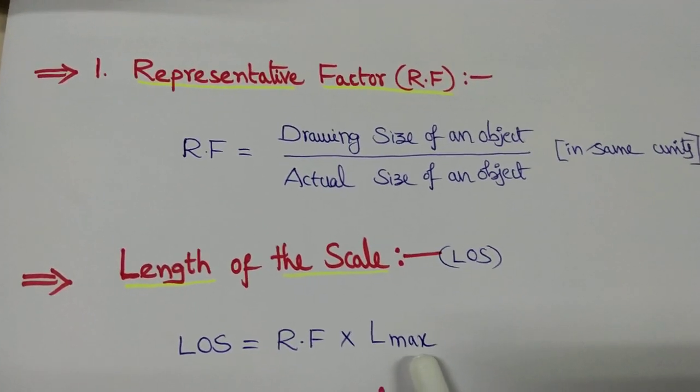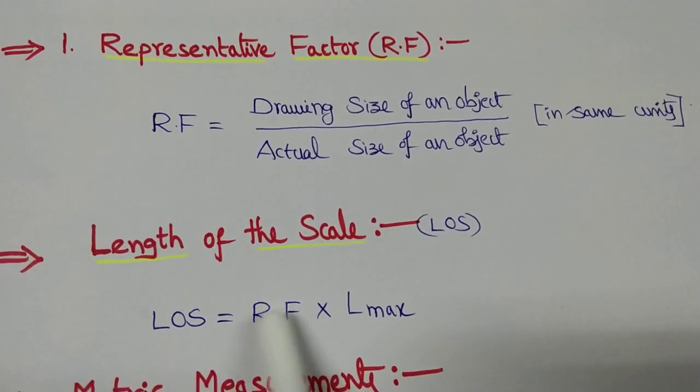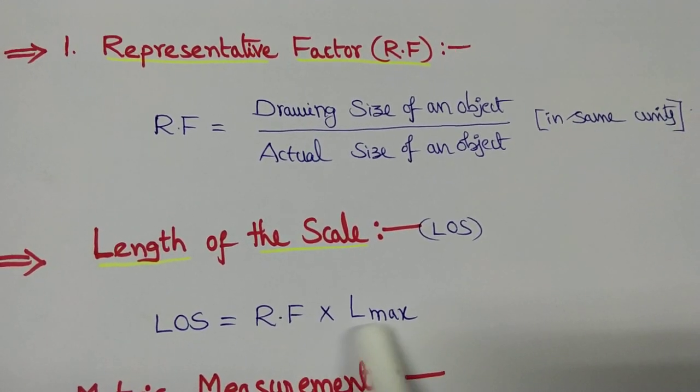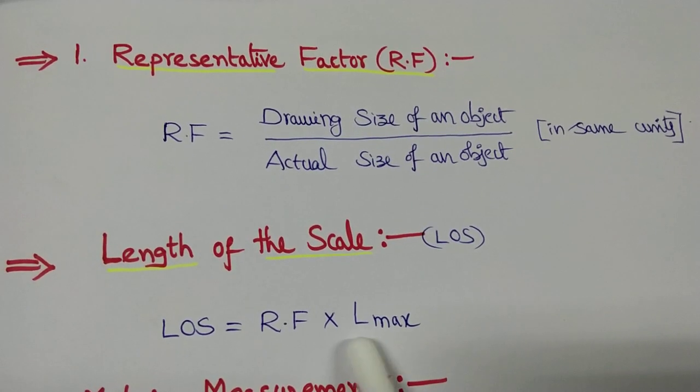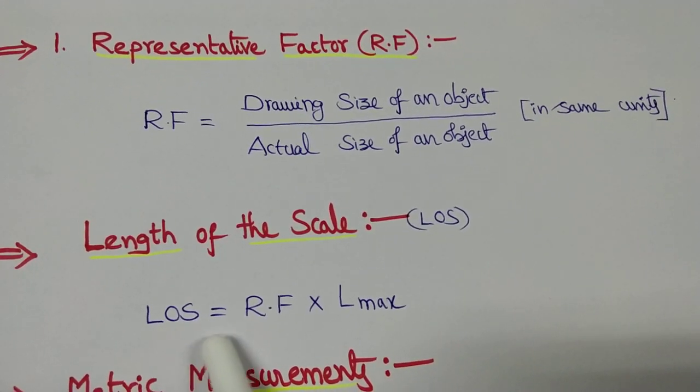Next, we can see length of the scale also. We have the formula for calculating length of the scale, that is equal to the representative fraction multiplied by the maximum length to be measured on the scale, that means L max. Length of the scale is also called LOS.